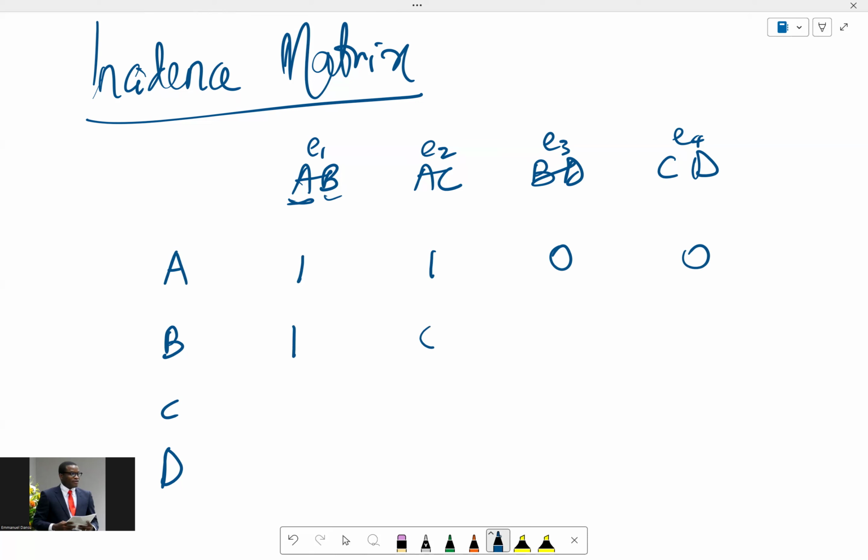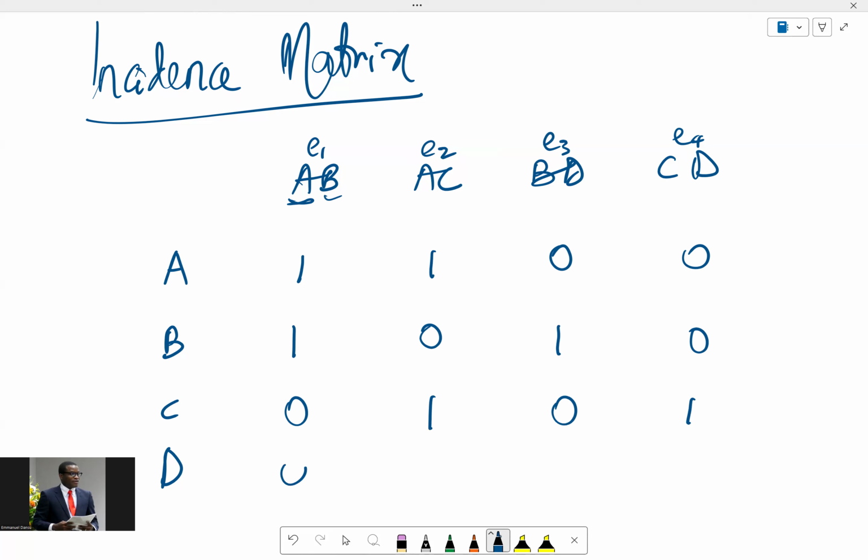B is not incident to AC. B is incident to BD for sure because there's B there. B is not incident to CD, that's 0. C is not incident to AB, 0. C is incident to AC, that's 1. C is not incident to BD, 0. C is incident to CD, that's 1.